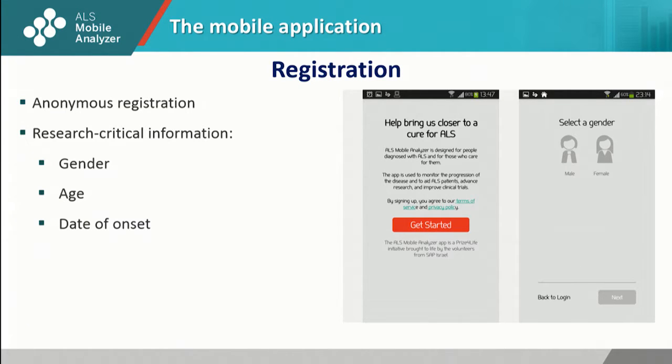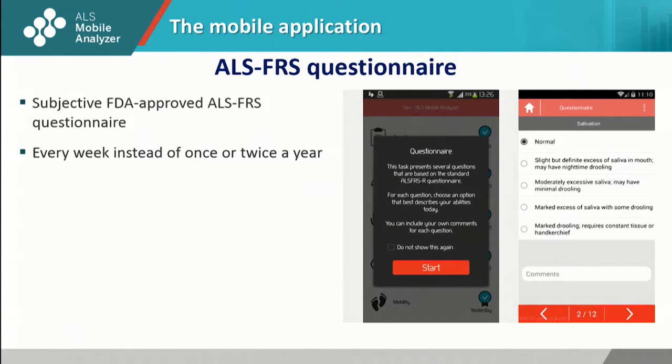So after downloading the app, which is free, as I said, patients have to register in the application. Registration is anonymous. However, there is some research-critical information like gender, age, and date of onset that needs to be filled in the app. The next step is the ALS-FRS questionnaire. The same subjective FDA-approved questionnaire, but now it is self-reported and can be done every week instead of once, twice, or 3 times a year. So it's much more frequent.